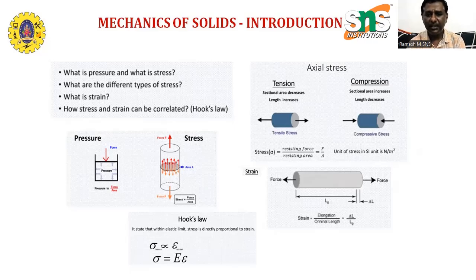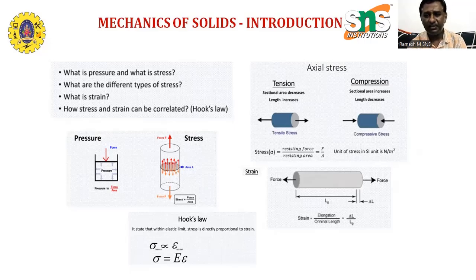Generally, we have the theory of simple torsion. That equation is very important: T by J is equal to tau by R, which is equal to G theta by L, where T is the maximum torque, J is the polar moment of inertia, tau is the shear stress, R is the radius of the shaft, G is the shear modulus, and theta is the angle of rotation, that is angle of deformation in radians, per length L of the shaft.